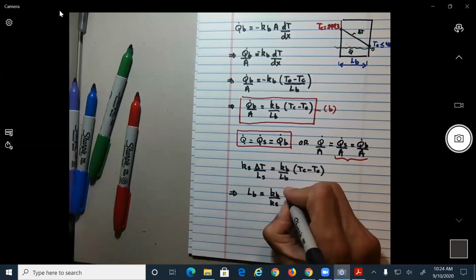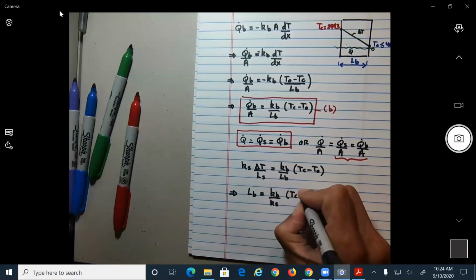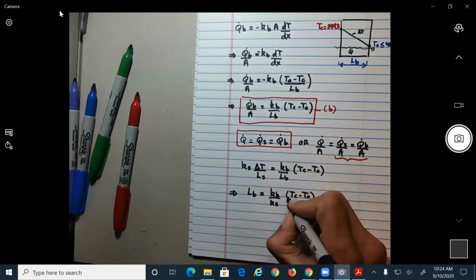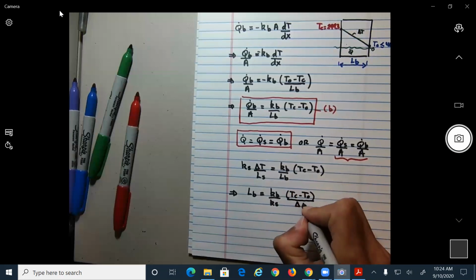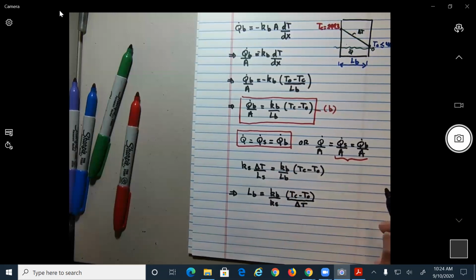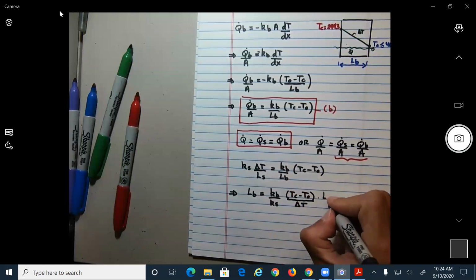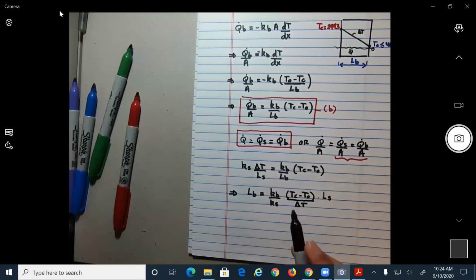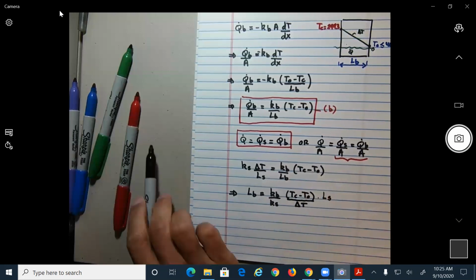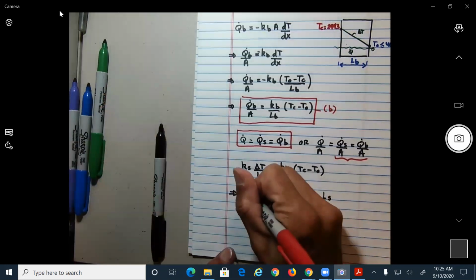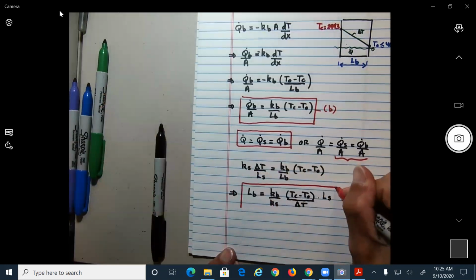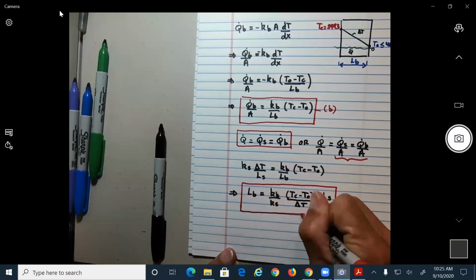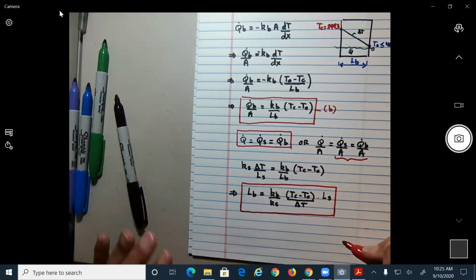Okay, then we have T_c minus T outside divided by delta T. And all this needs to be multiplied by L sub S. So basically, you see what happened is that this will cancel the units of the K. This will be unitless as well, so you end up just with the units of the length of the steel, okay? So this is the answer.